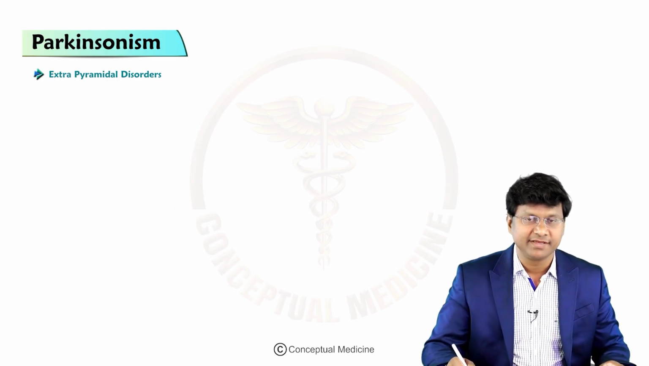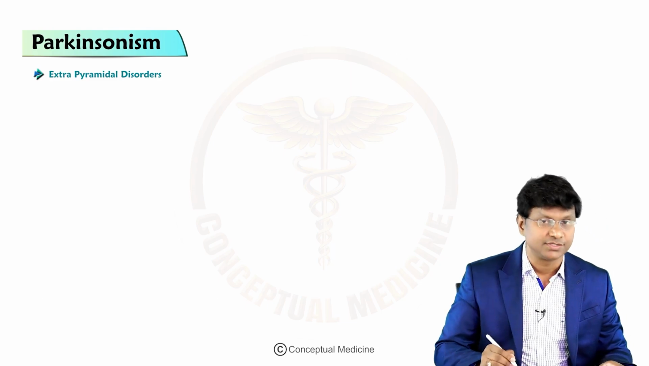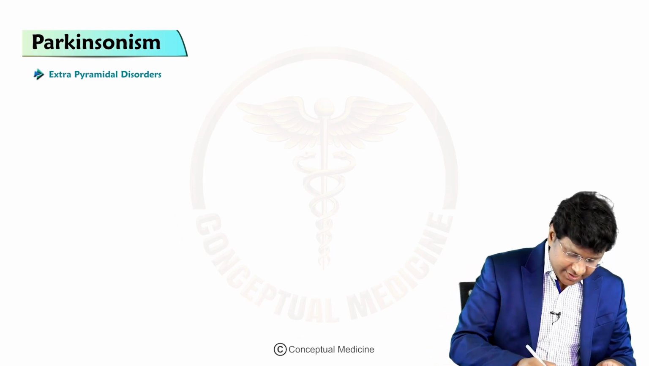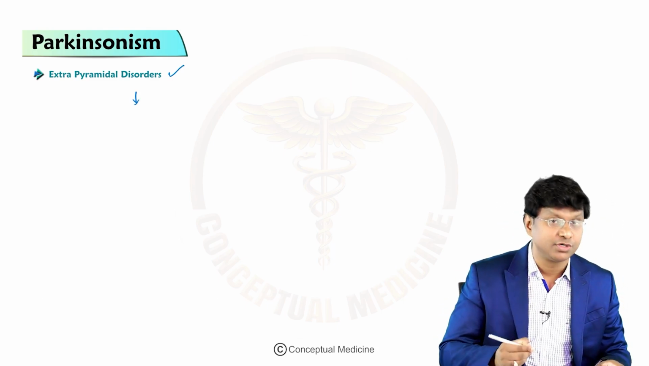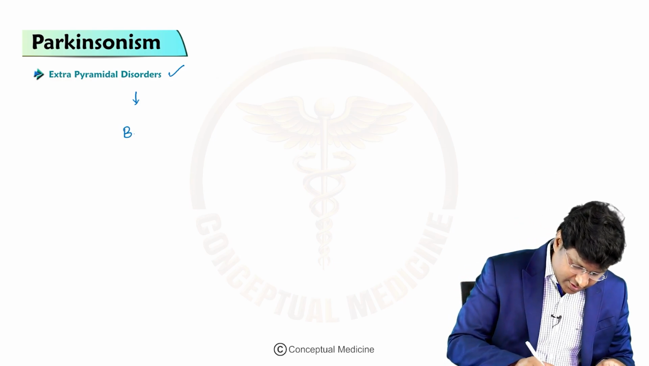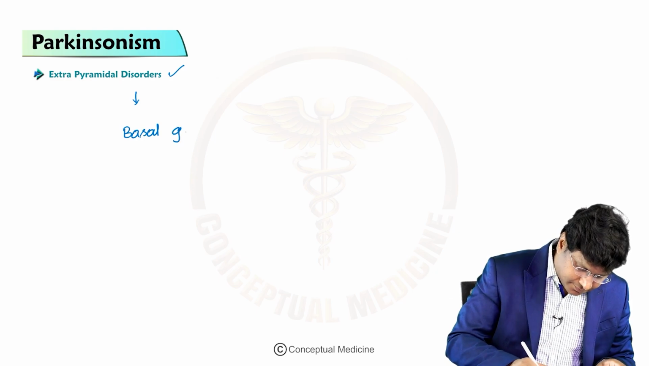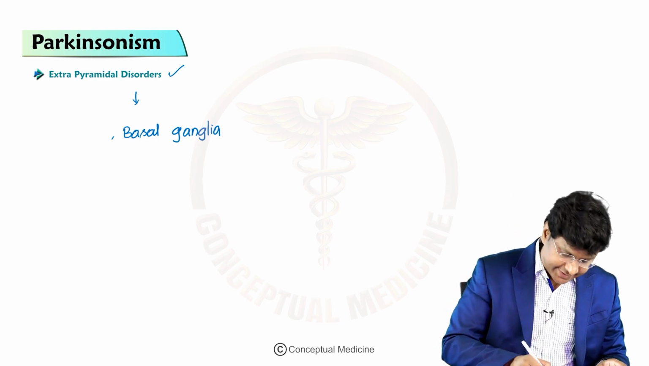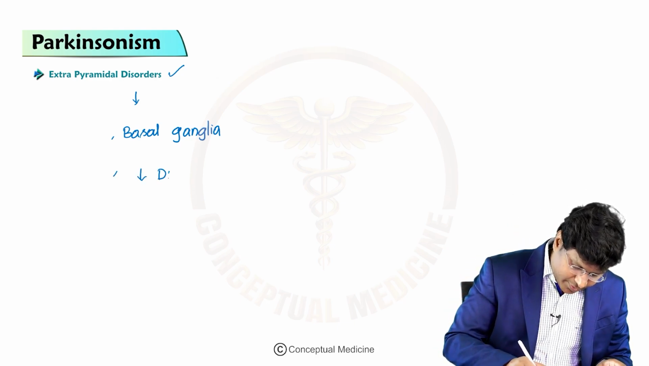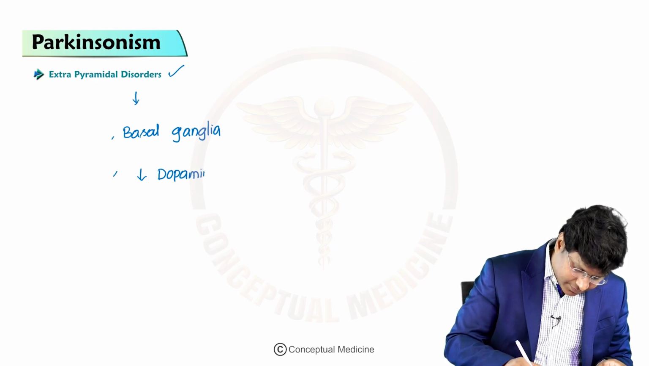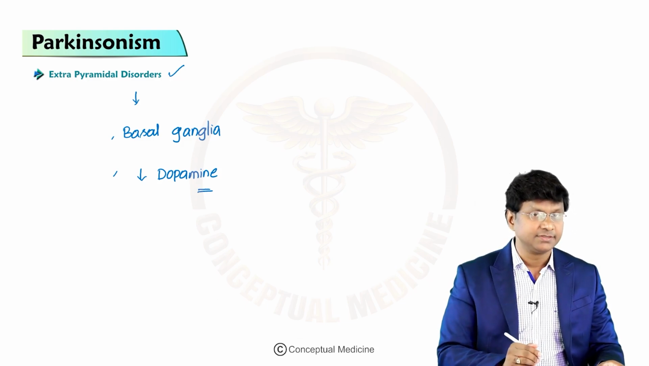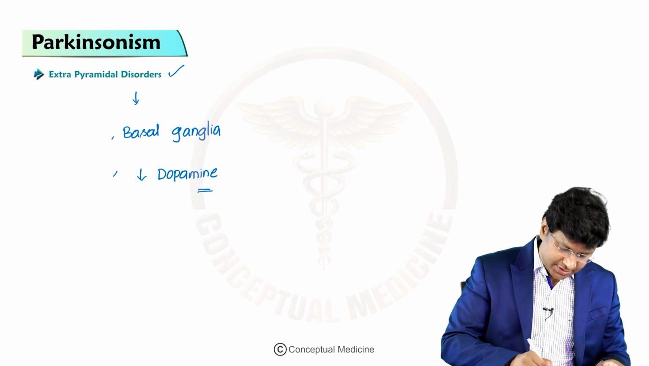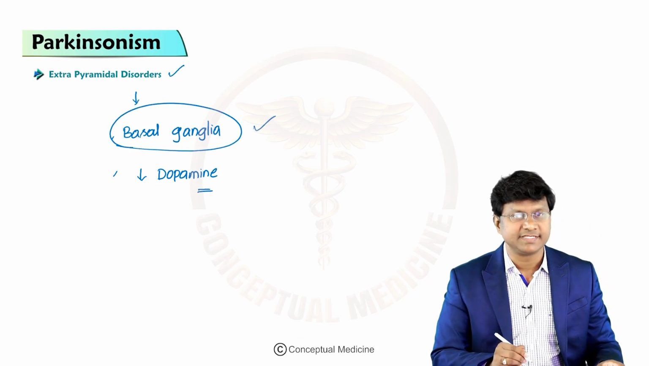In this session, I will be discussing a very important topic in neurology, that is Parkinsonism. Parkinsonism is an extrapyramidal disorder, in the sense that the pathology is within the basal ganglia. There is a decrease in the dopamine levels within the basal ganglia, and that will result in the development of the extrapyramidal disorder.